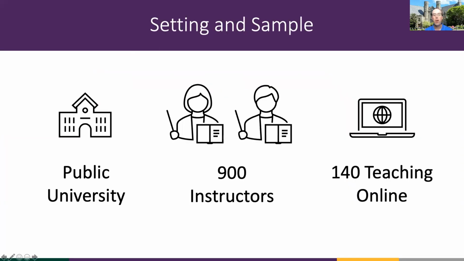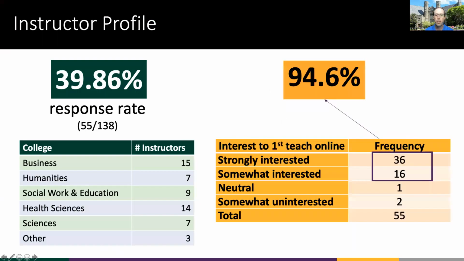The setting was a large regional public university in the Mid-Atlantic that had over 900 full and part-time instructors, and they'd been engaged in online learning since 2010. I had a strong response rate. The average instructor who completed the survey had previously taught 13 online course sections and was teaching 2 course sections during the semester in which I collected data.